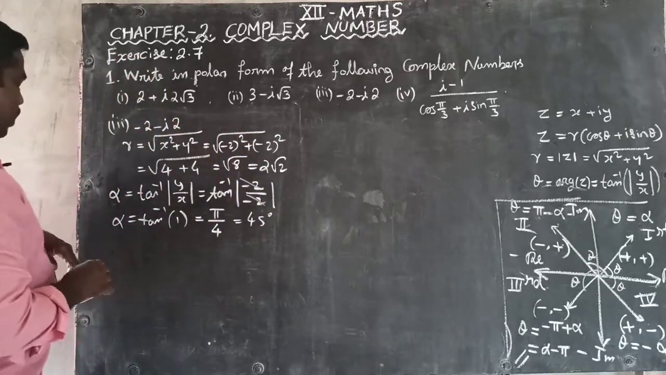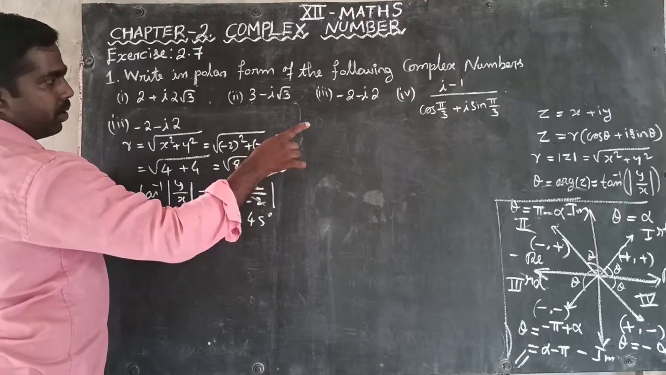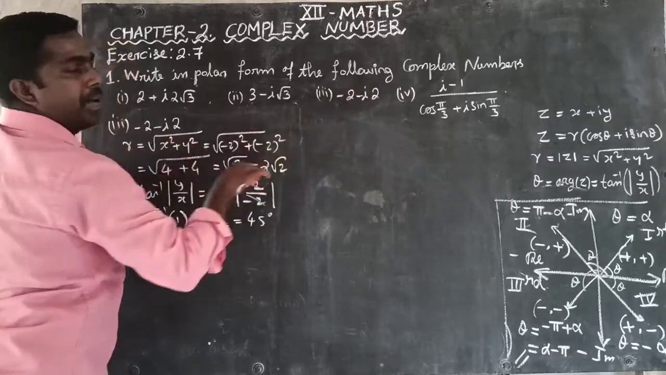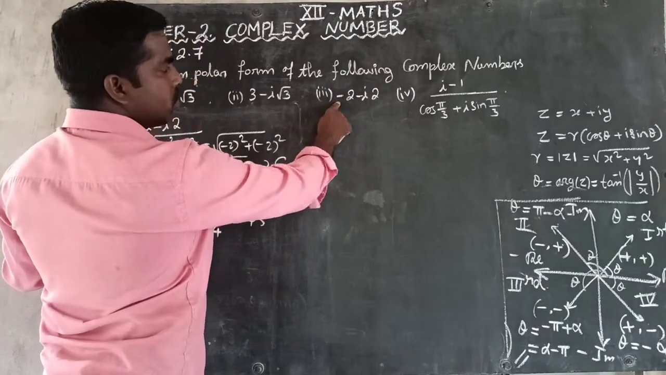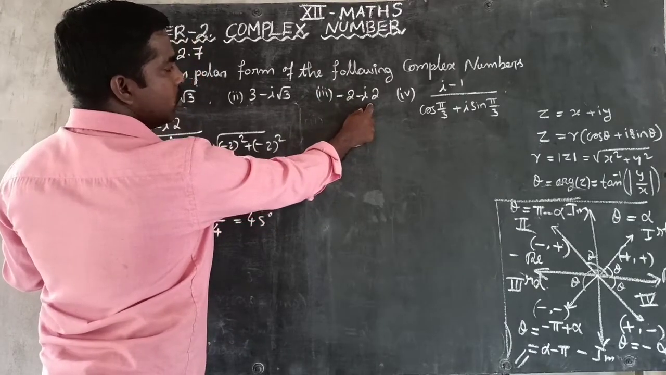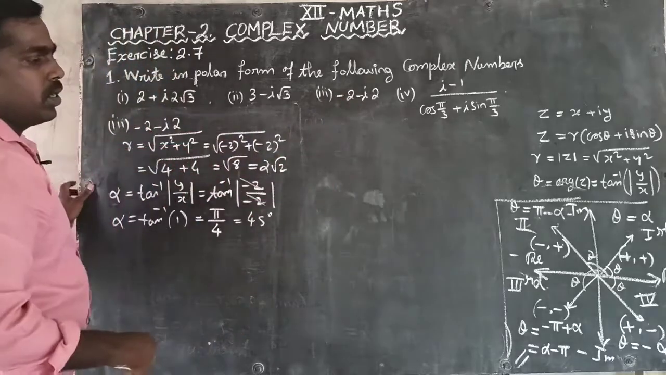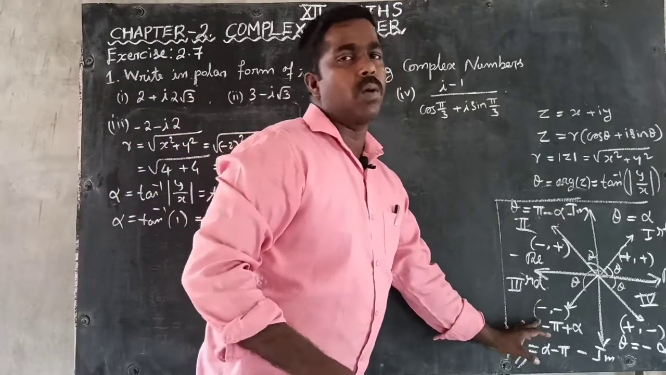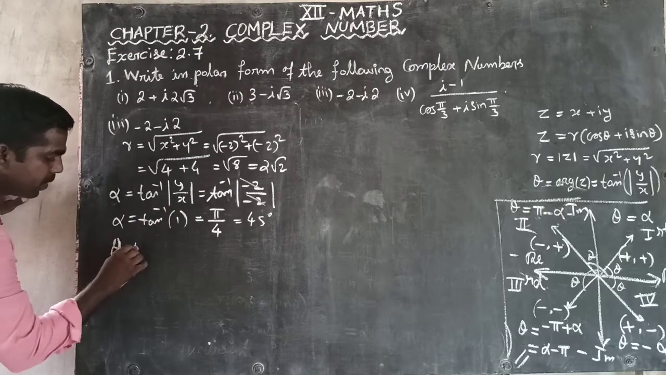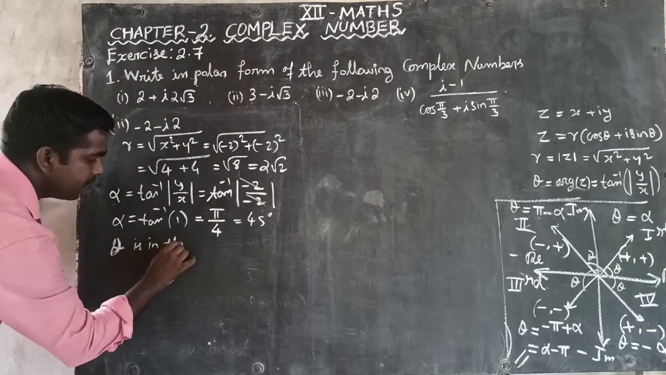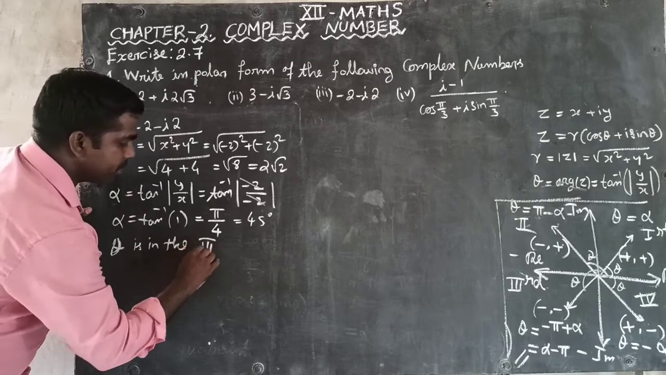Okay. So next we have to find the quadrant. In this case, real part is minus 2, imaginary part is also minus 2. So both are in negative. So both negative in the third quadrant. So alpha, the theta is in the third quadrant.